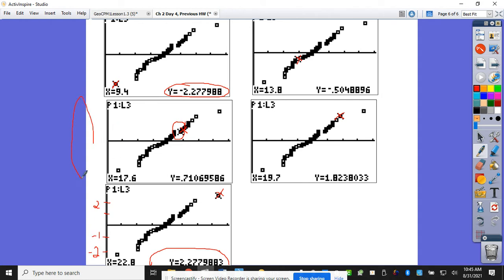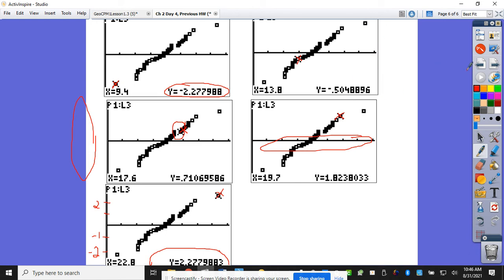What's the label that goes here? These are all what kind of values? Z-scores. These are just whatever the context was. Was it shark what? Shark lengths in feet.